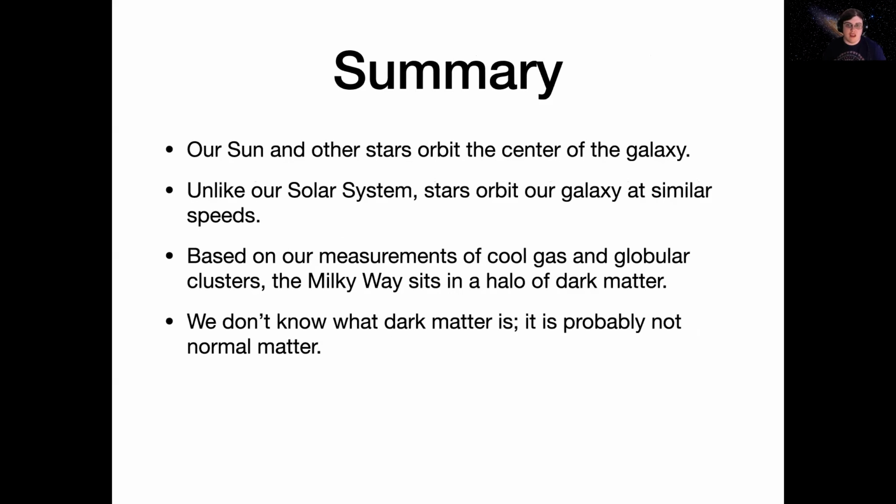So in summary, stars orbit the center of our galaxy. Unlike our solar system, the rotation curve of a galaxy is pretty flat once you get out of the bulge. Based on this, we have to conclude that our Milky Way and other galaxies sit in this halo of dark matter, which is not normal matter. It's not protons and neutrons, and we don't know what it is.